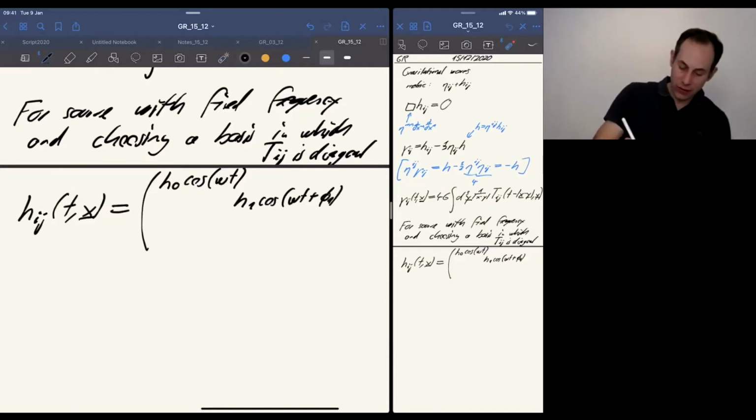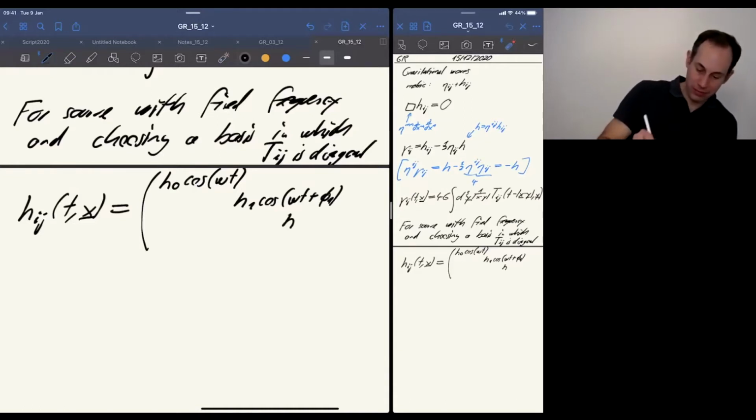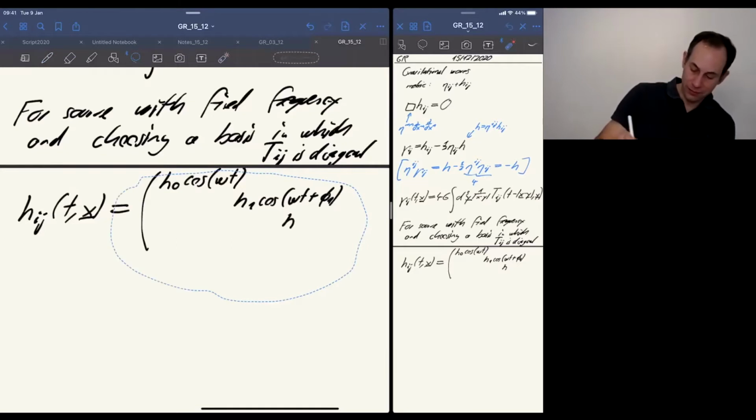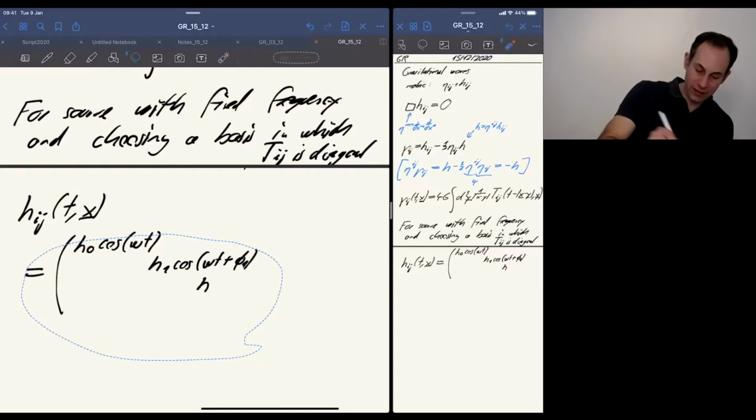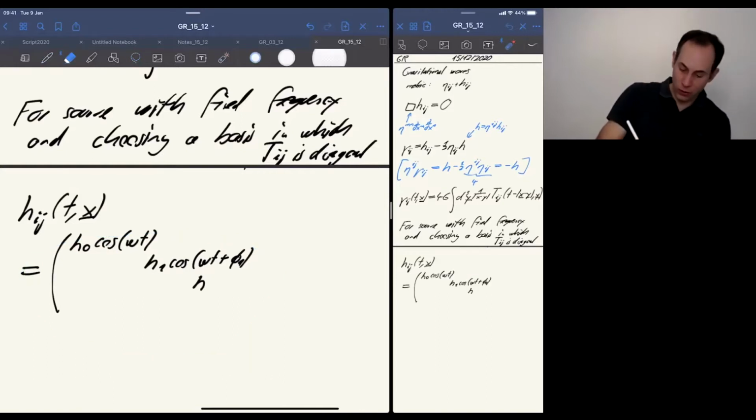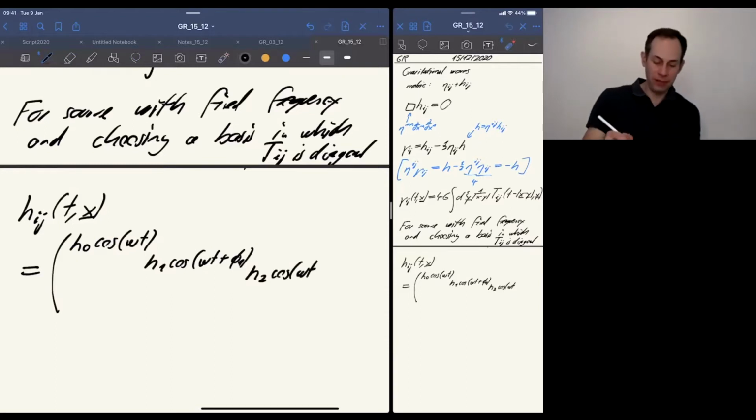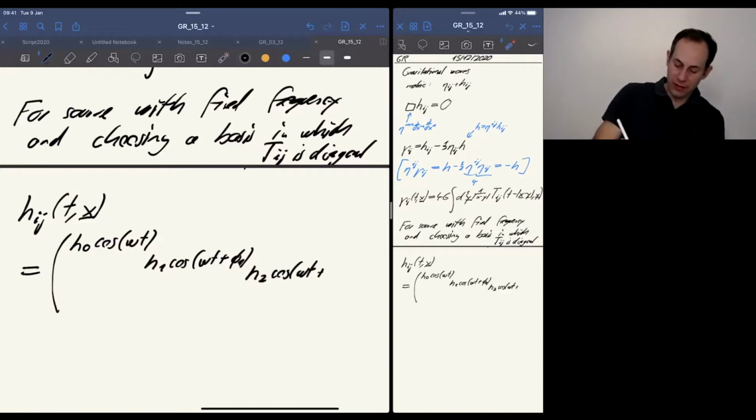And then the next term is the other diagonal entry. Now I have trouble writing a big diagonal matrix here, so let me put it a bit further down. The next diagonal entry is accordingly something like h2, some other amplitude, cos omega t, always the same frequency, plus another phase, phi2, and the last term is of the same form.